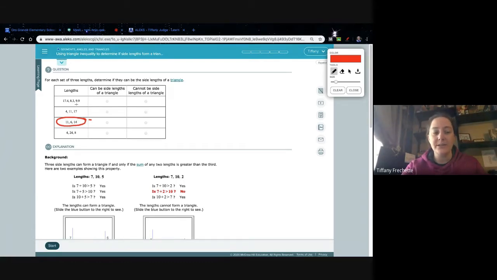So we have 11, 6, and 14. So these are supposedly the sides of a triangle. So what I want to do is I want to go 11 plus 6. Is that greater than 14? So 11 plus 6, we get 17. So this is a yes. So this is true. And then I want to test all of the sides.